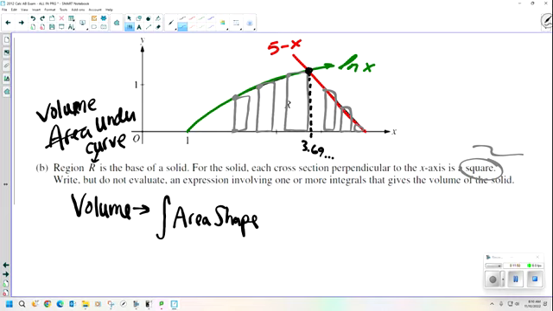In this case, it's a square. The area of a square is, I take the side and I square it. I integrate the side squared ds. Okay, what is the side?